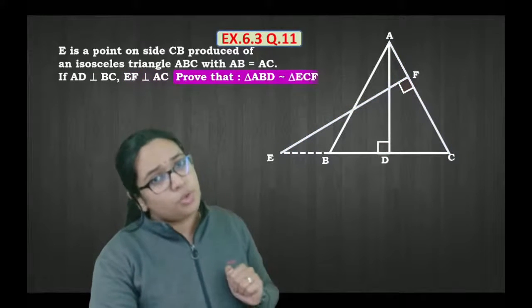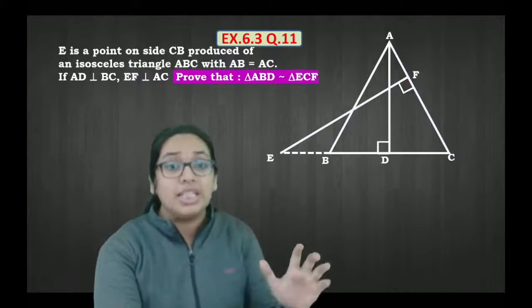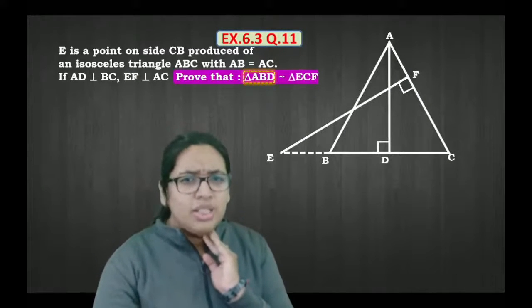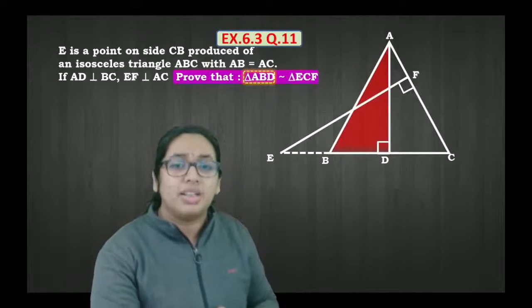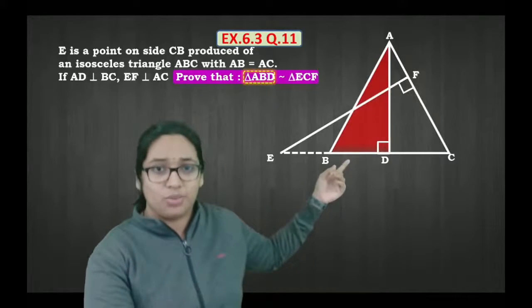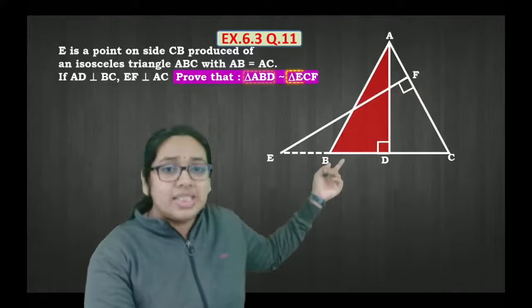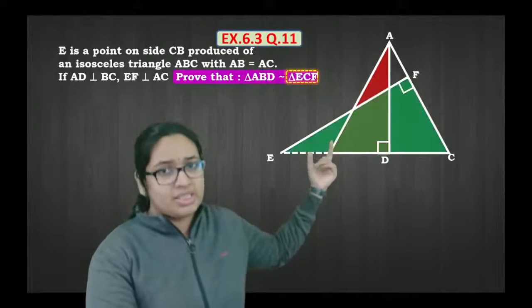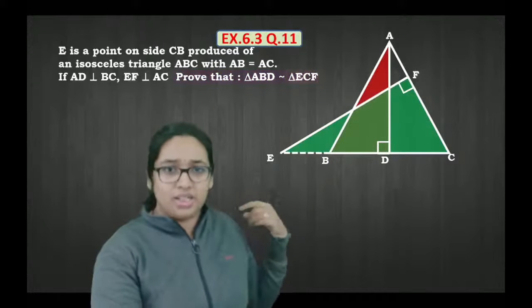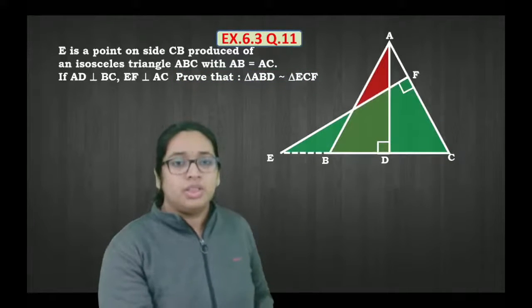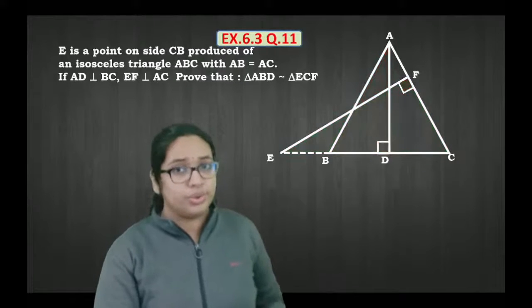Then what we have to prove? ABD is similar to CEF. सबसे पहले ये देखो, ये ABD कौन सा वाला रहेगा? Are you going to see this one? Yes, the red one, right? And what will be our triangle ECF? ECF is nothing but the green, right? Good. So we'll try to do it.